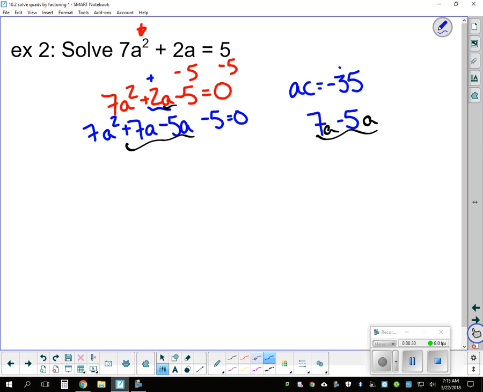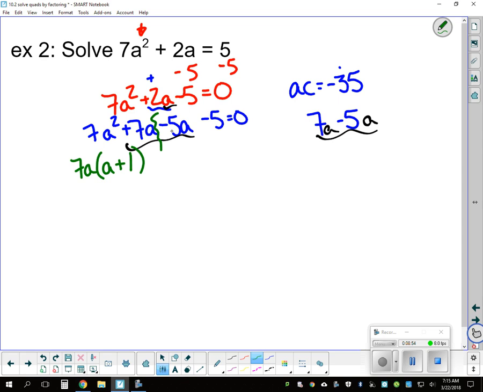Then why do we do that? Because now we have 1, 2, 3, 4 terms, and we know when there's 4 terms, we can factor by grouping. The GCF in this first half is 7a. Take that out. I took 7a out. All that's left is a 1. Make sure you put the 1. You can't leave it empty.